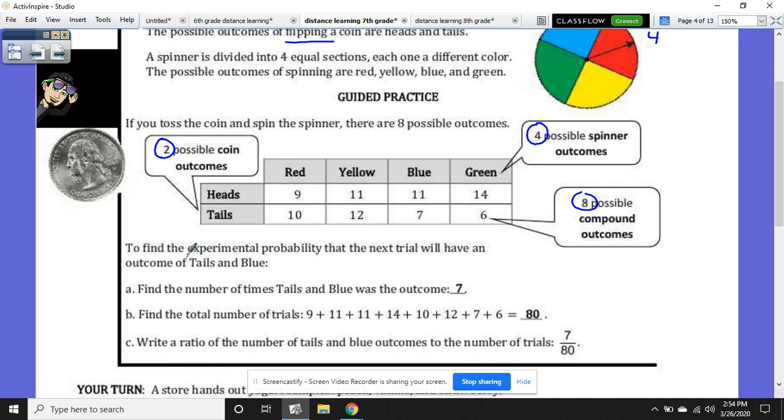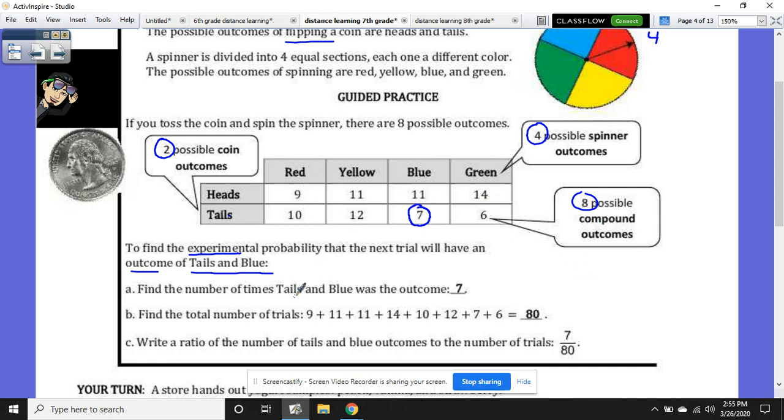Okay. Now, to find the experimental probability that the next trial will have an outcome of tails and blue. So they want to know, what is the probability? What are the chances that you're going to get tails when you flip the coin and you're going to get blue when you spin the spinner? Okay. Now, based off of this table, which is an experimental table, they actually ran the experiment a certain amount of times and they wrote down how many times they got each one. They got tails with blue, 7 times. Okay. Out of all the times that they did this experiment.